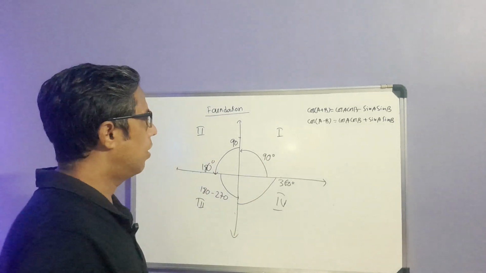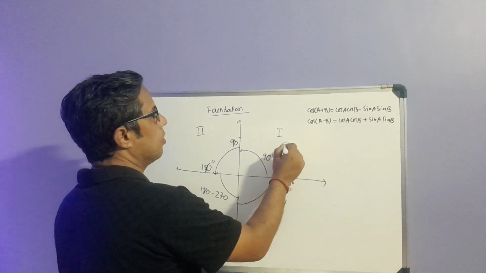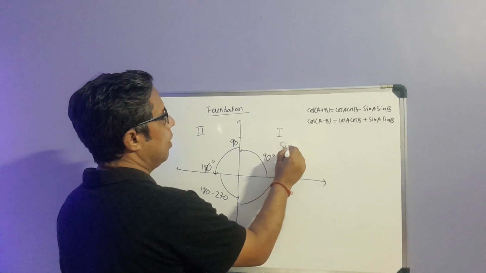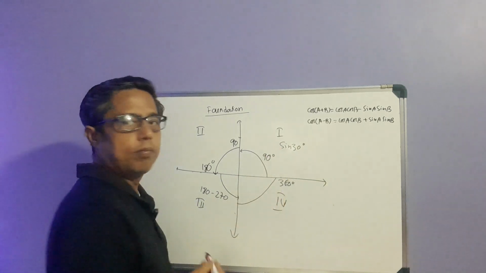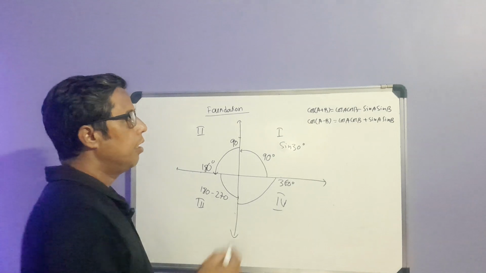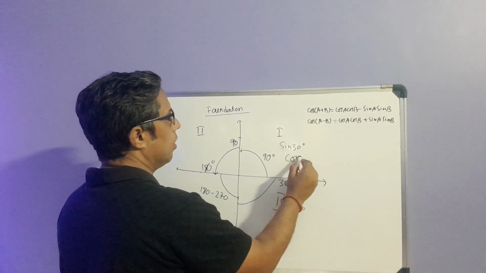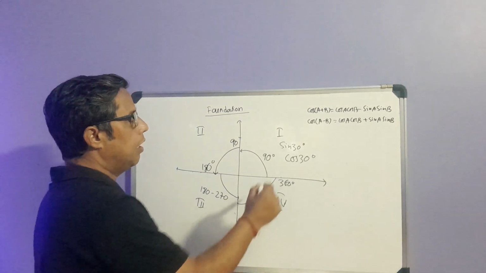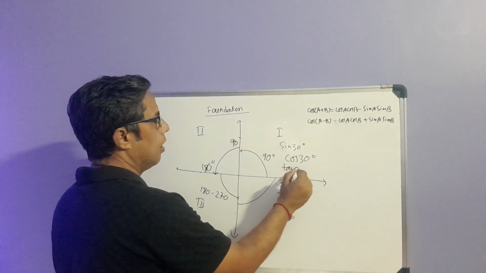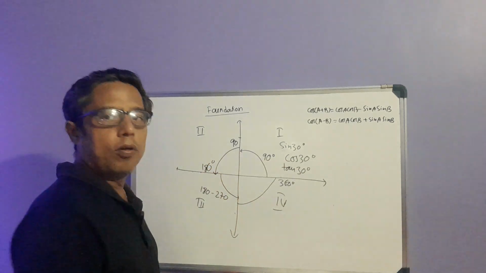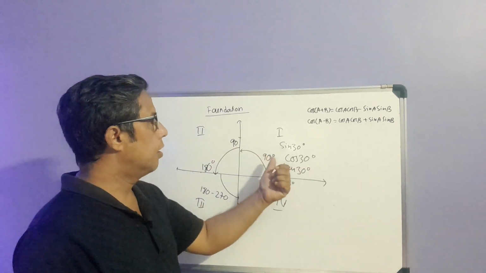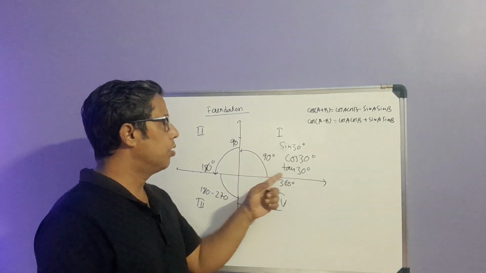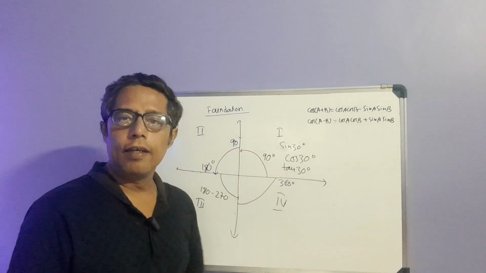In the first quadrant, what happened? The signs are all positive. That means if you take sine 30 degrees, it will give a positive value. If you take cos 30 degrees, you will get a positive value. If you take tan 30 degrees, you will get a positive value. Similarly cosec, sec and cot. All of these have positive values from 0 degrees to 90 degrees.